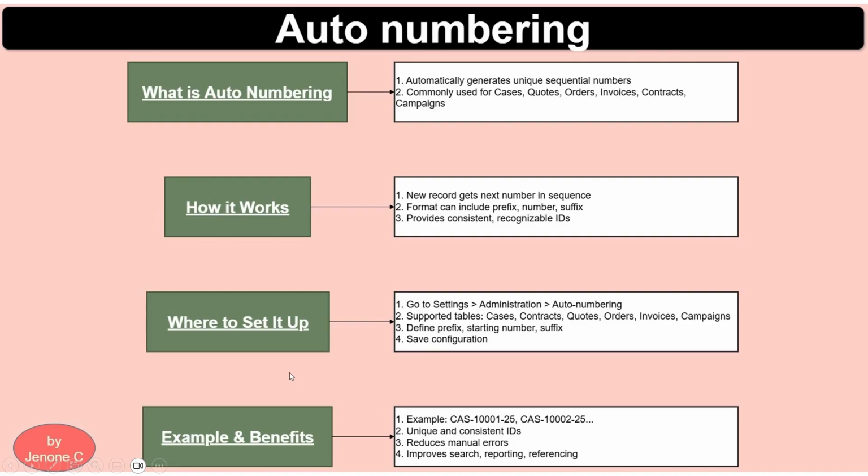Okay, and with this auto numbering feature we have a lot of benefits. It ensures every record gets a unique and consistent ID. It reduces manual entry errors, and it helps make searching, reporting, and referencing records much easier. Now we will go to the application and see how to set up this auto numbering feature.